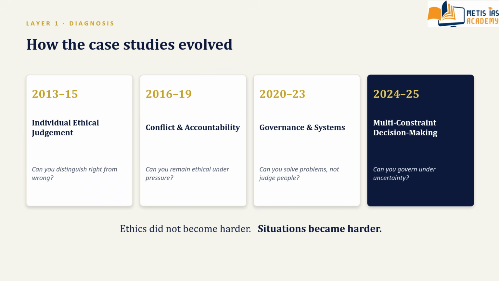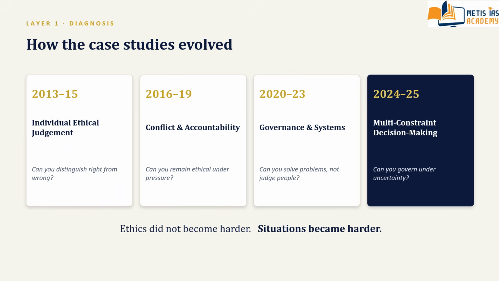Then we are moving to the final stage, that is 2024 and 2025. At this point of time we belong to this stage. This stage is called multi-constraint public decision making. The question is like this: can you govern under uncertainty? The answer should balance competing legitimate values.